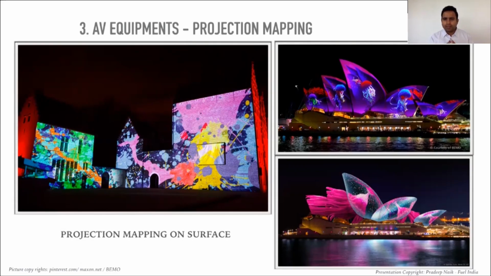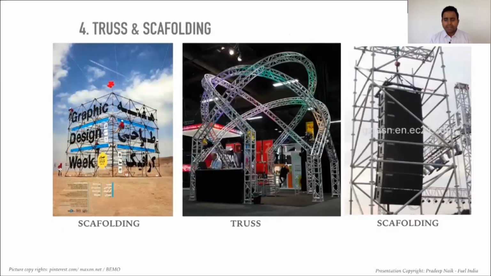So these are the three different types of projections or audiovisual experiences that happen. Now let's go to the fourth category: trussing and scaffolding.